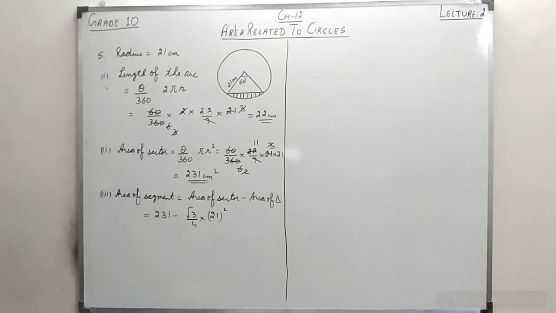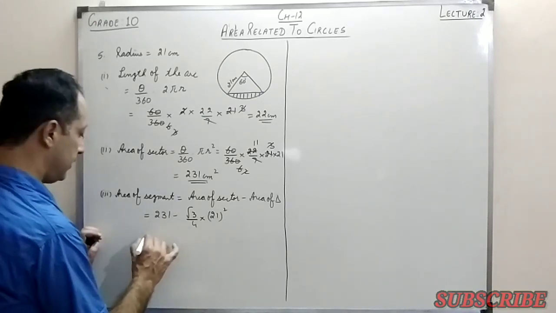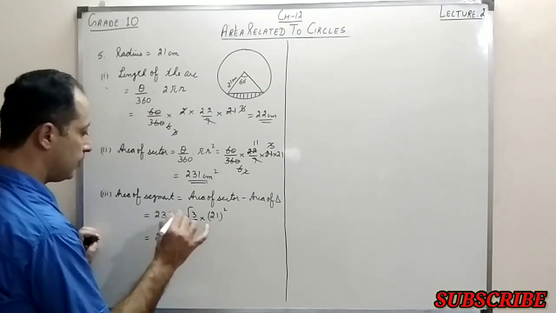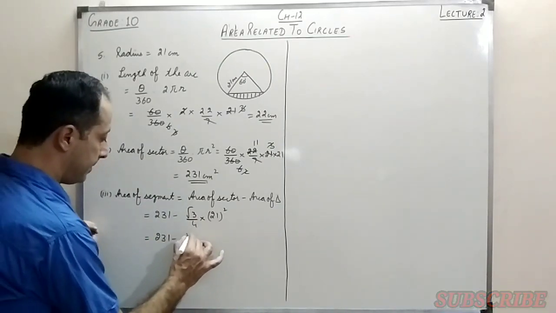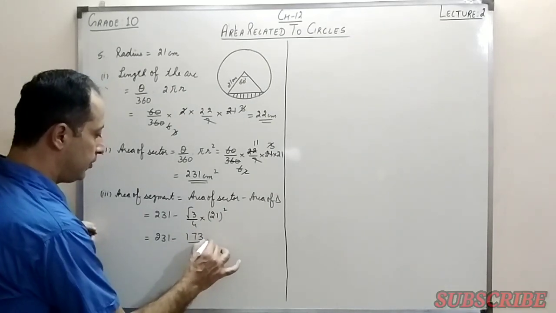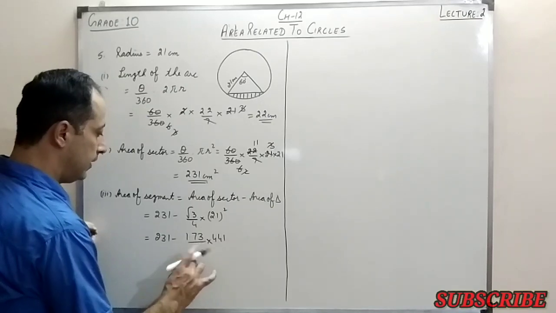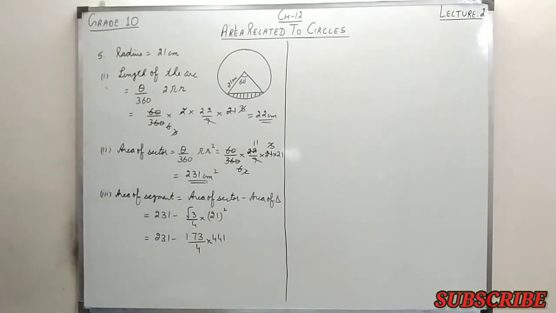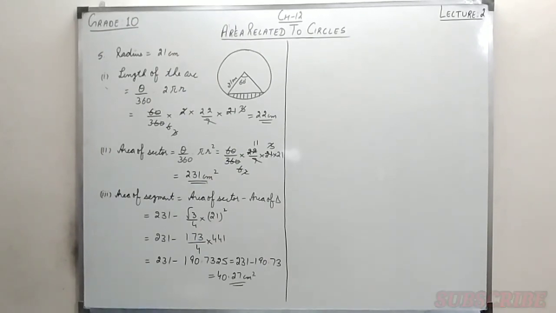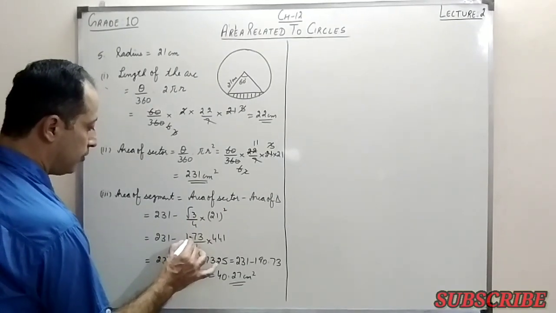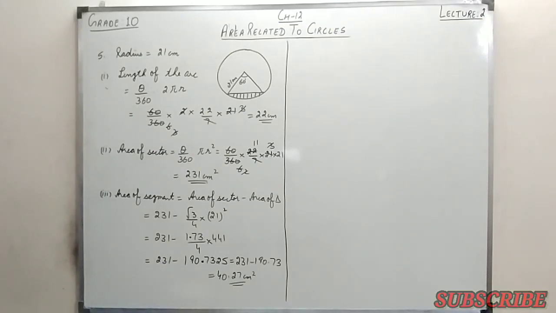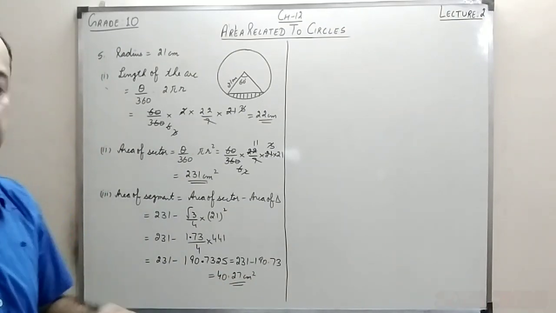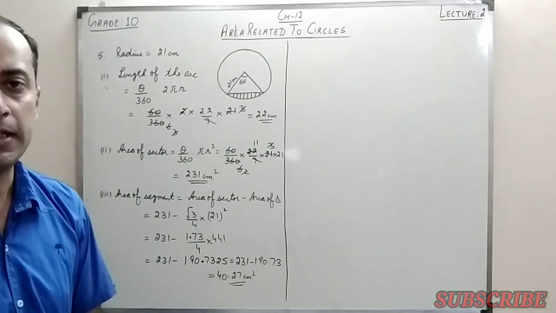So what next? Value of root 3 we can substitute here. This is 231 minus the value of root 3 can be taken as 1.73 upon 4 into 441. The square of 21 is 441. Now we just simplify this thing. So this is what we have as the solution. On simplifying 1.73 into 441 upon 4, we get the value 190.7325, and then we round it off to 190.73. On subtracting, we get it as 40.27 centimeters square.